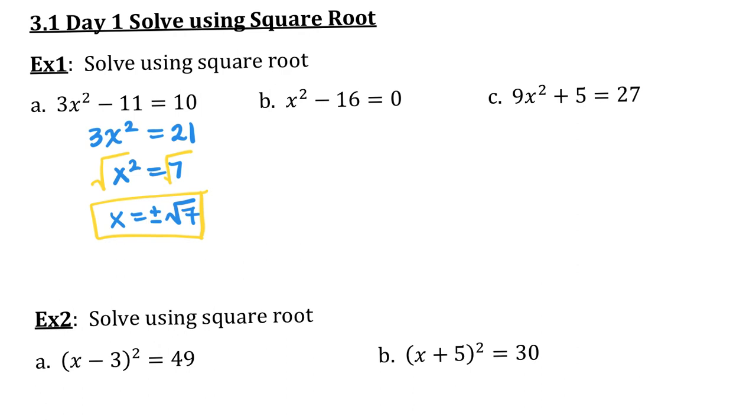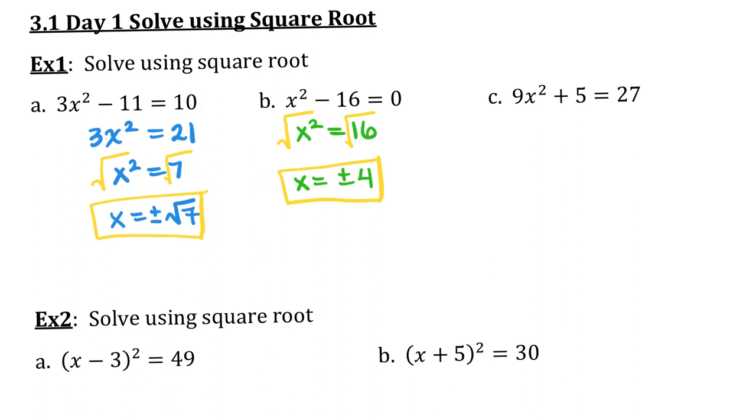Let's look at b. For b, we could easily factor this, but they're asking me to use square root, so I'm going to. So I'm going to add the 16 over. Okay, so I have the x squared isolated. So now to cancel the squared, I'm going to square root. That cancels out the exponent of 2. The square root of 16 is 4. But when I square a negative, I also get a positive. So it could be positive and negative 4.